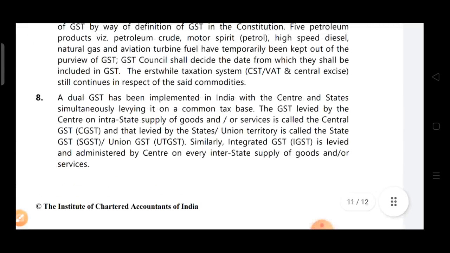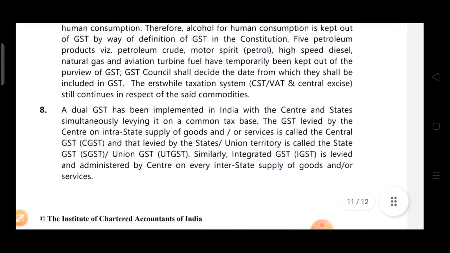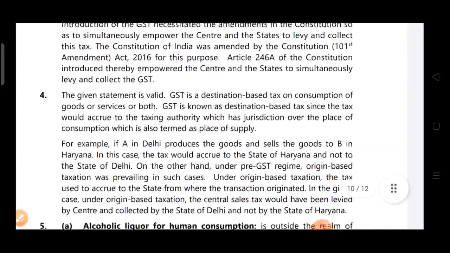You must write this line, that center and state simultaneously levy on a common tax base. Simple answer, plain reading category answer.